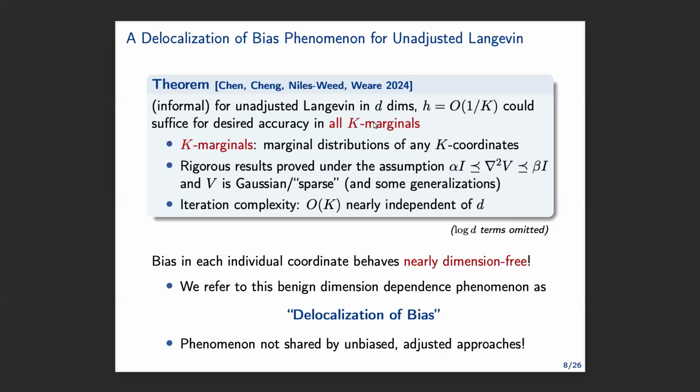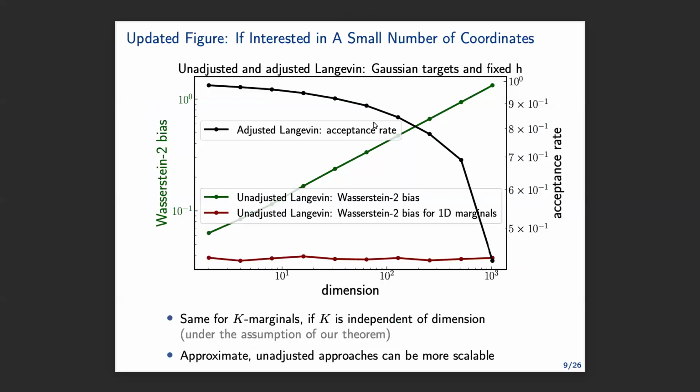Okay. So assuming that's true, we will get updated figures for the performance of the algorithm in high dimensions. Those green and black curves are for the Wasserstein bias and the acceptance. The red curve is the corresponding bias if I'm interested in 1D marginals. So we got flat curves. It didn't increase with dimension under the assumptions of our theorem.